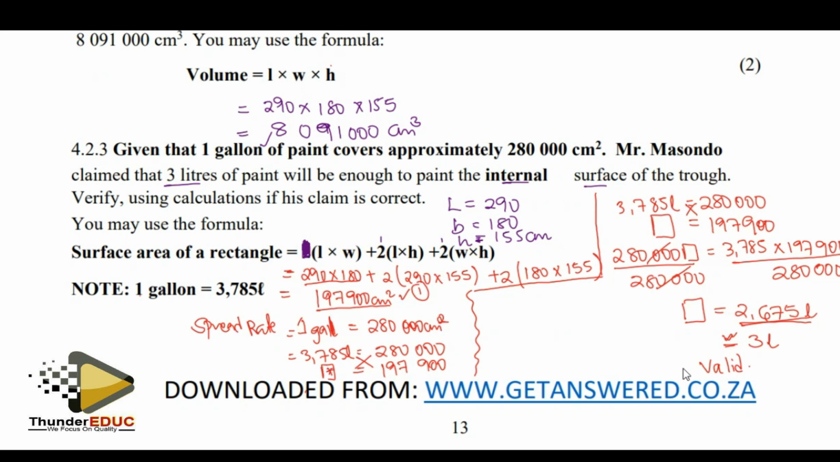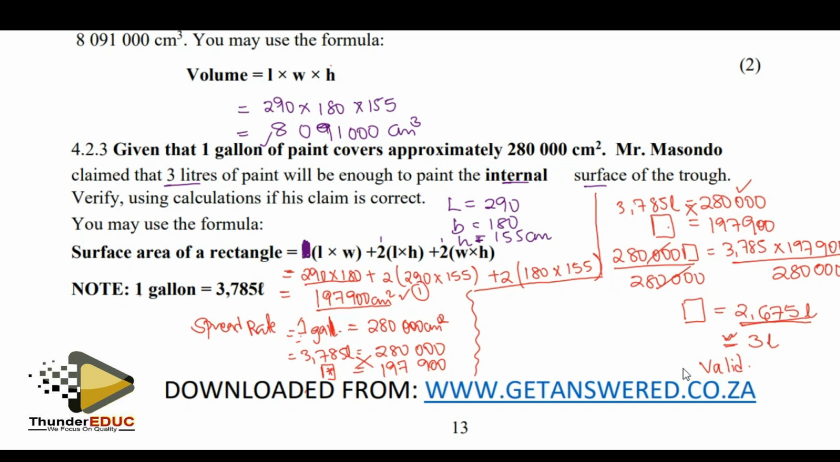So what I said, 1 gallon, but 1 gallon is the same as 3.785 liters. So I said, okay, that means that if I have 3.785 liters, I can cover an area of 280,000 centimeters squared. But now I have 197,900 centimeters squared. How much do I need to cover this much? So I came here, I did this, I cross multiplied the box multiplied with this. That's why I have this.